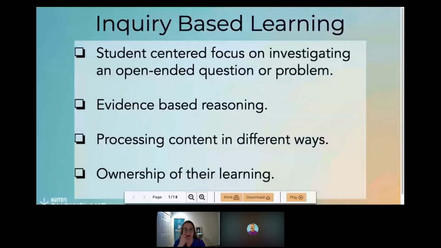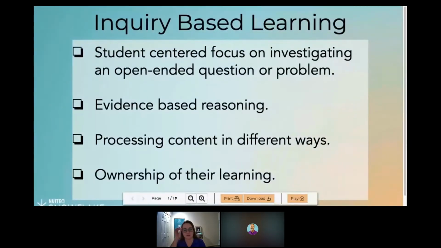So a little bit of background on inquiry-based learning. With inquiry-based learning, it is student-centered and it focuses on investigating an open-ended question or problem. Typically with an inquiry-based learning activity or lesson, there are no right or wrong answers. It's more of how do students come up with a solution, oftentimes a solution to a real world problem. And that is going to help drive their instruction and drive their learning.